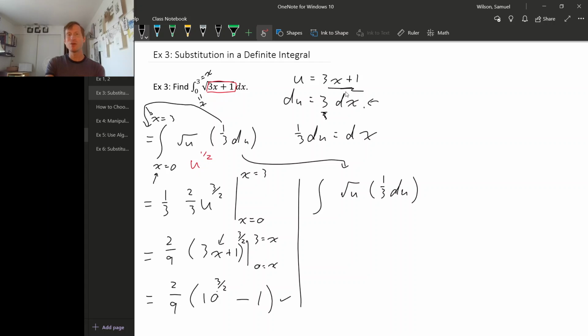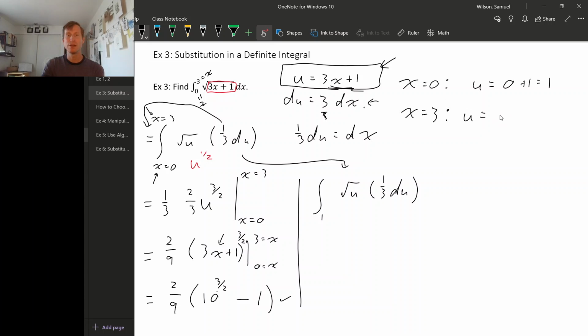Well, how do you do that? Well, look, the substitution equation that we chose tells us how to convert x values into u values. So for our lower bound, x equals 0, we get u equals 0 plus 1, so that's 1. So if our bottom x bound is 0, our bottom u bound is 1. And then we can do the same thing with the top bound. The top x bound is 3. We can plug that into our substitution equation to find the top u bound. So 3 times 3, plus 1, that's 10. So our top u bound is 10.